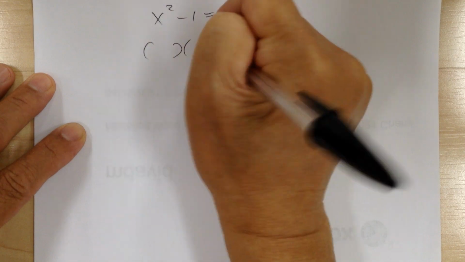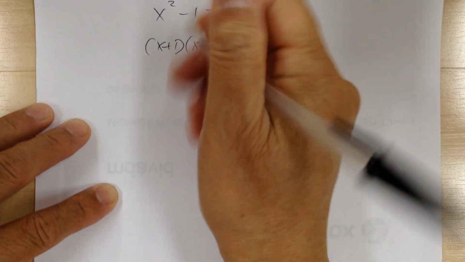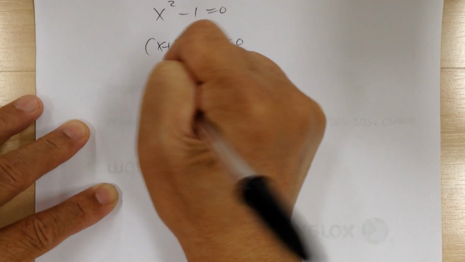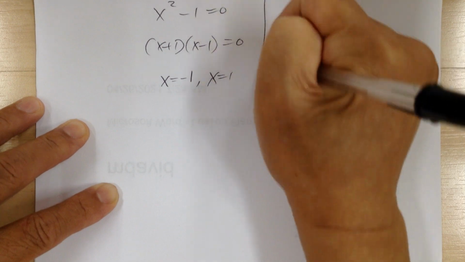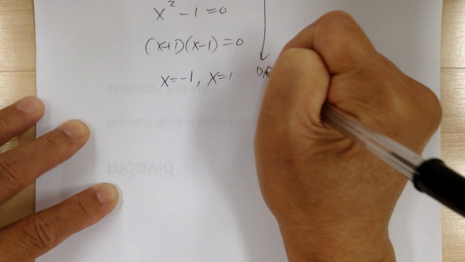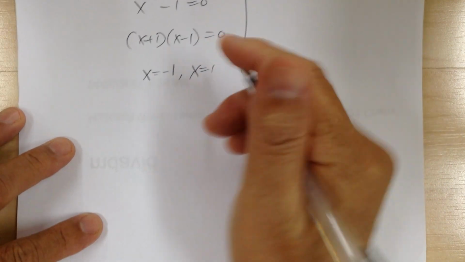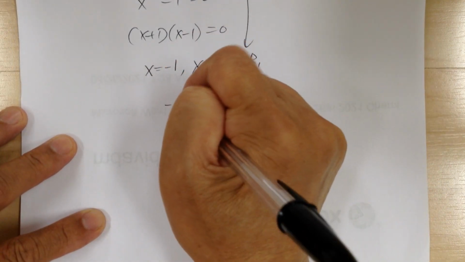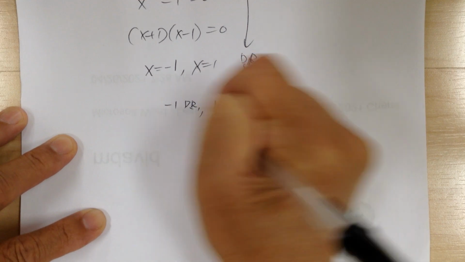Then you have to do the factoring. So (x plus 1)(x minus 1). From here, you're going to get x equal to negative 1 and x equal to 1. But remember, all these are double roots. So you're going to get negative 1, double root, and 1, double root.